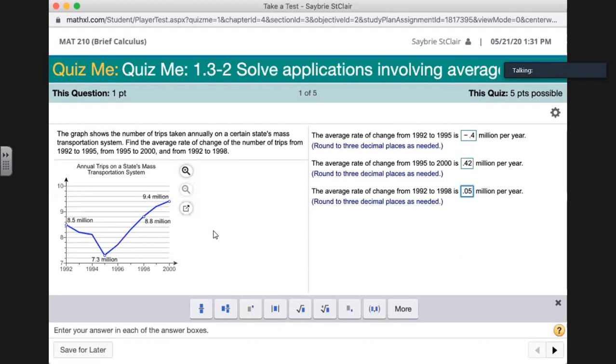Divided by 3. Wait, hold on a second. On that one, you got 1992, 8.5. 1998 is 8.8, right? So 8.8 minus 8.5 is 0.3. Alright, that's what I got too. Good job.